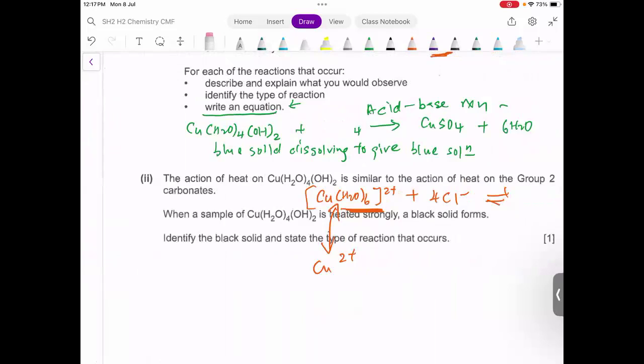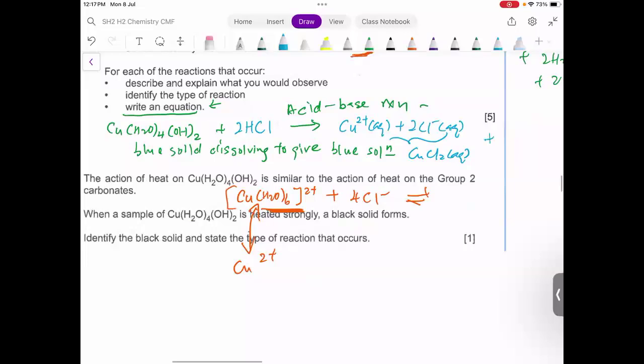Okay, so if I write my acid-base reaction first, it will look something like this. So my HCl, 2 moles of HCl, correct? Then it will give you the copper 2 plus aqueous plus 2 chloride aqueous, which is the same as copper chloride aqueous. Do you know that they are the same? Then of course you have your 6 water molecules released. That is the acid-base reaction with your hydrochloric acid.